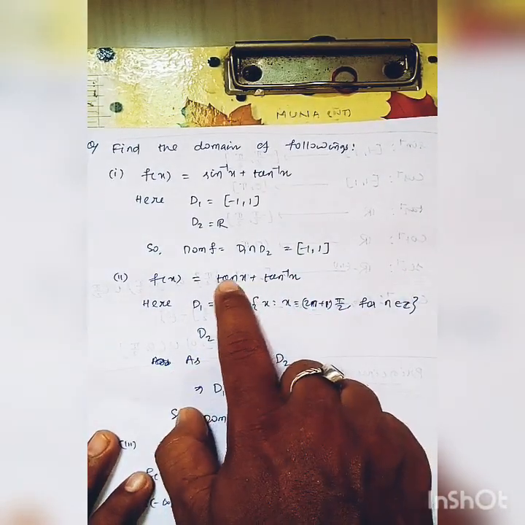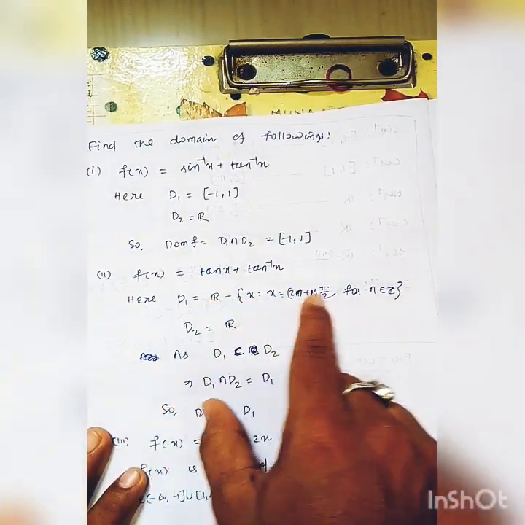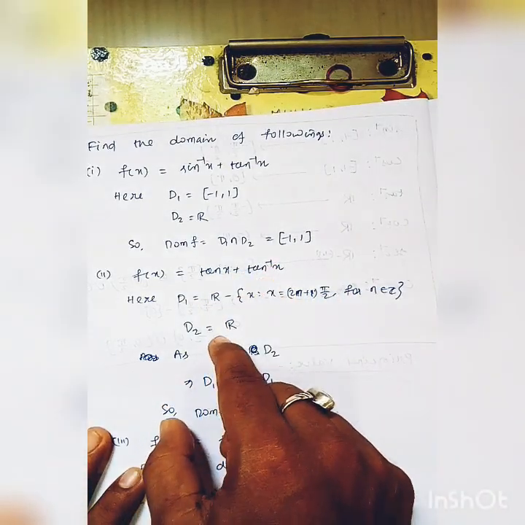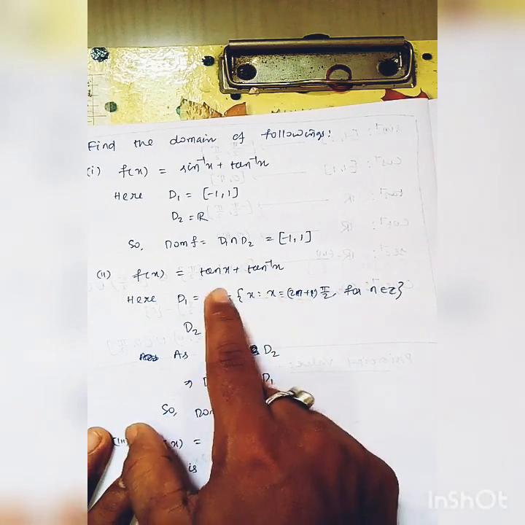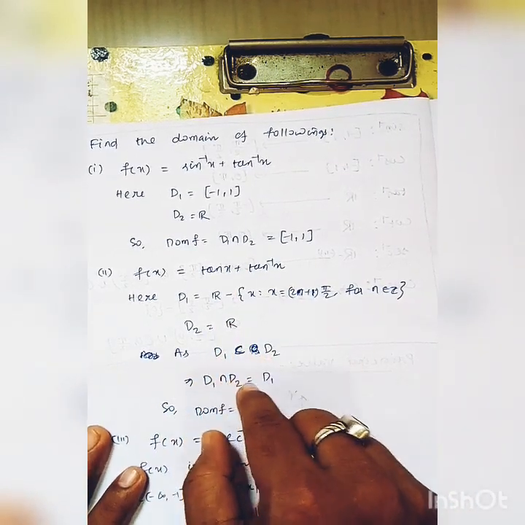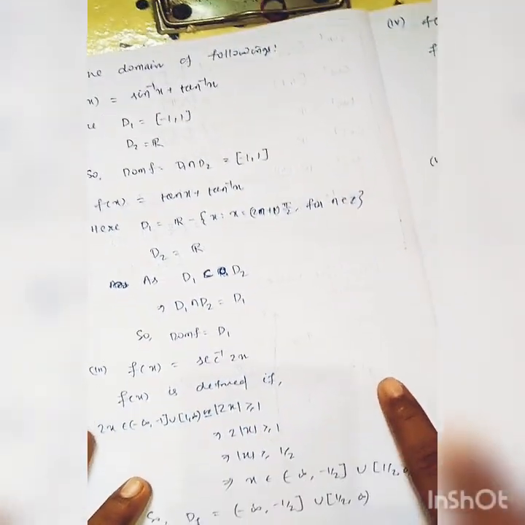Again, f of x equals tan x plus tan inverse x. We know that the domain of D1 is R minus this, and the domain of D2, that is tan inverse x, is R. We know that D1 is a subset of D2. As D1 is a subset of D2, D1 intersection D2 is D1. So the domain of f equals D1, that is this, the domain of this function.